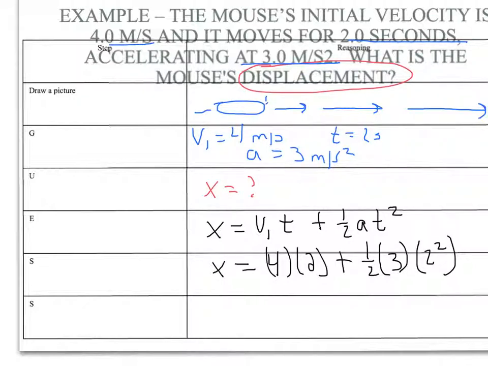Okay, so now I'm going to do the algebra. And I get x equals 4 times 2 is 8, plus 2 squared is 4, times 3 is 12, times 1/2 is 6. So I get x equals 8 plus 6, so x equals 14 meters. I'm going to draw a box around my final answer. Okay, and then we're done with this problem.